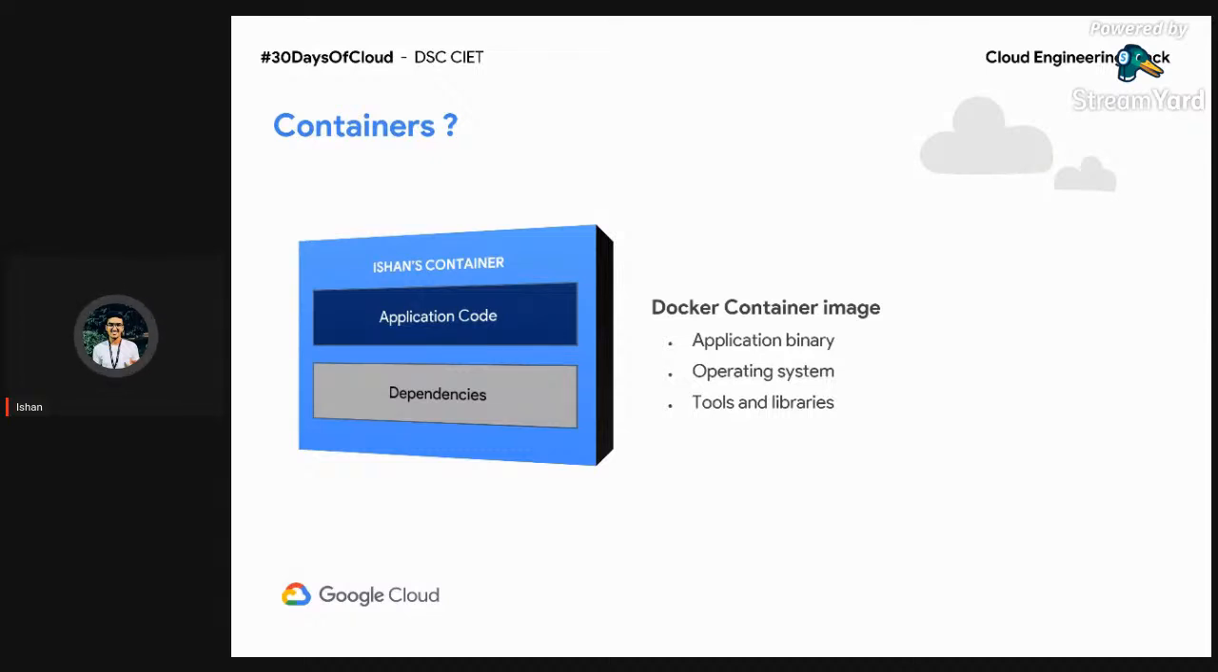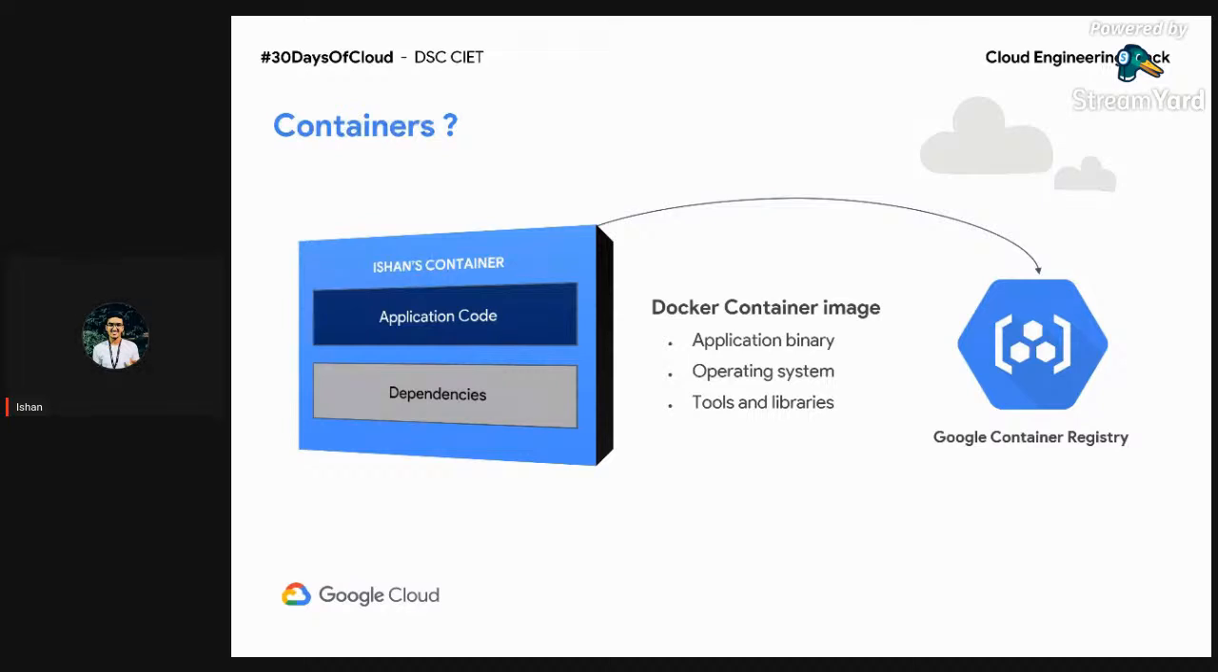Now, what we can do with these containers is there's this service in the cloud called Google Container Registry. It's a subsidiary part of Google Kubernetes Engine, and you can just send your container image or your Docker image to this service, and it will take care of the rest of the things.